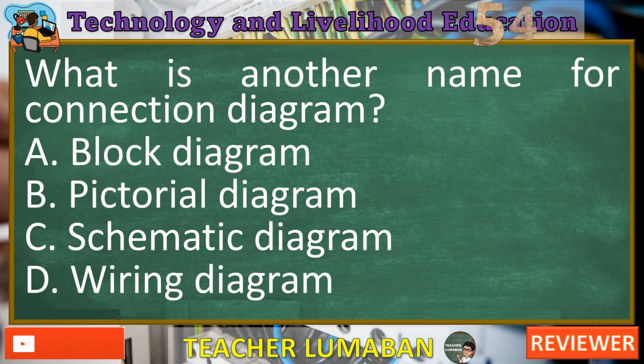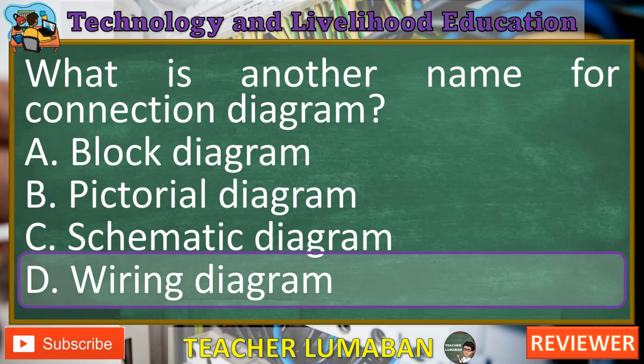5, 4, 3, 2, 1. The correct answer is D. Wiring diagram. Explanation. A connection diagram, which illustrates how different electrical components are connected to one another, is also known as a wiring diagram. It shows the actual connections and physical layout of the components, including how wires are run between them. This type of diagram is essential for understanding the physical connections in an electrical circuit.